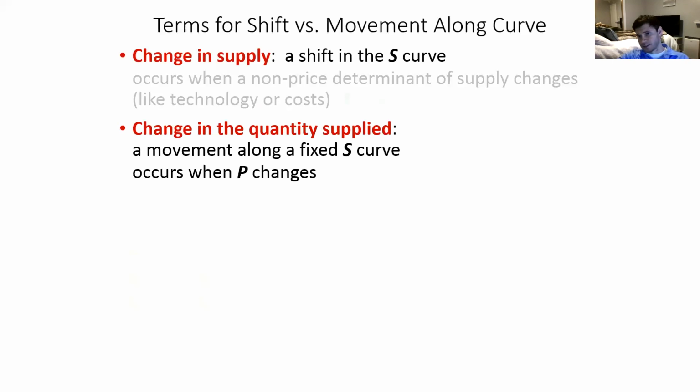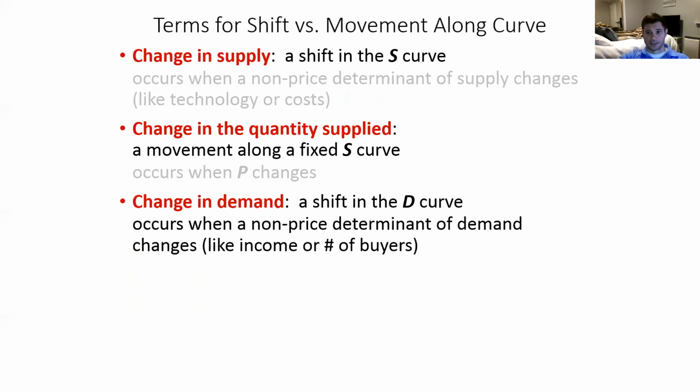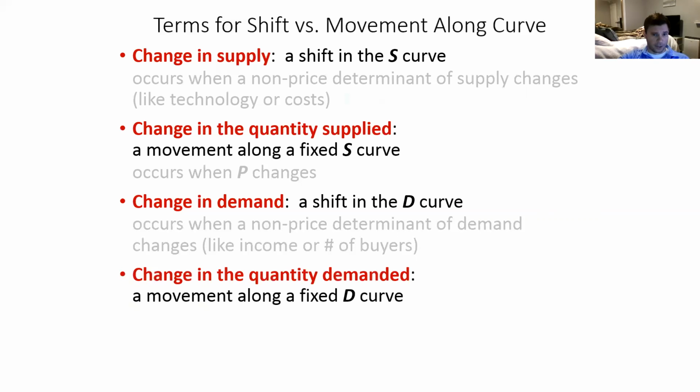Okay, now with respect to demand, same idea. If you hear the words change in demand, that means that the demand curve has actually shifted. This again happens when we're changing a non-price determinant of demand, something that's not the price of the good. However, if we change the price of the good itself, similarly to the supply case, we move along the demand curve, and we would refer to this as a change in the quantity demanded.